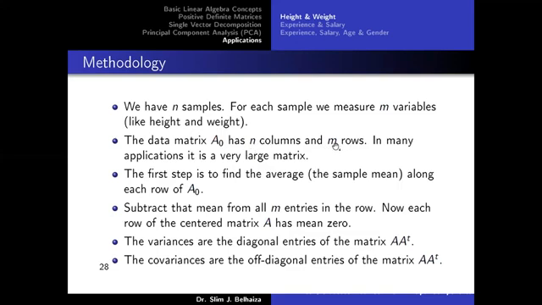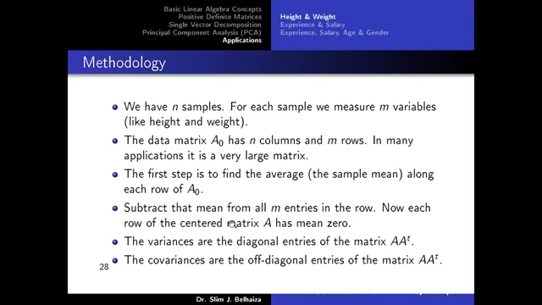For each one of the kids, you have the height and weight. Of course, in many applications, these are very large matrices. One of the first steps is to find the average, or the sample mean, along each row of the matrix A0, the data matrix. And on every row, you subtract the mean from all m entries in the row.